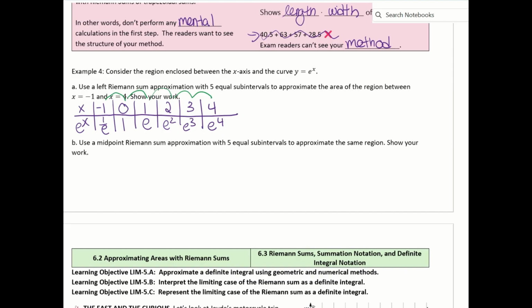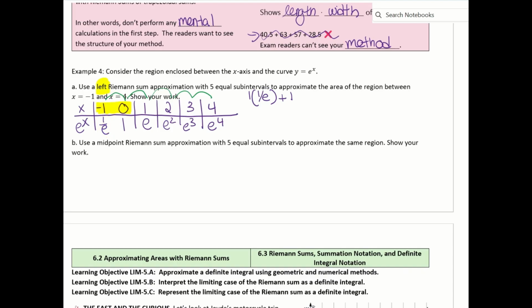But we're going to use a left Riemann sum. So when we choose the height of our rectangle, if we're making a rectangle here, how do we choose how tall to make it? We're going to use the left value. So we're going to have a rectangle with a width of 1 and a height of 1 over e. And we're just going to keep going. All of our rectangles have a width of 1.